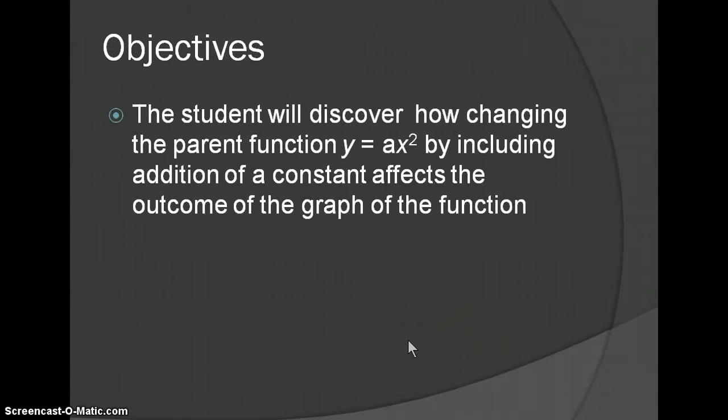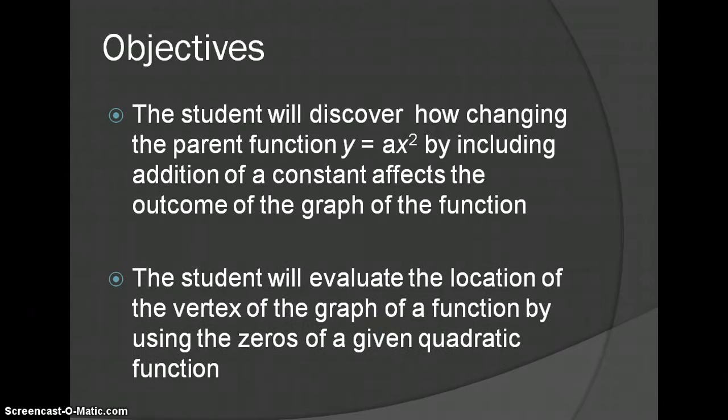By the end of the lesson, you're going to be able to see how changing the parent function, which is y equals ax squared, by a constant is going to affect the outcome of the graph of the function. You will also be able to evaluate the location of the vertex of the graph of a function by using the zeros of a given quadratic function.